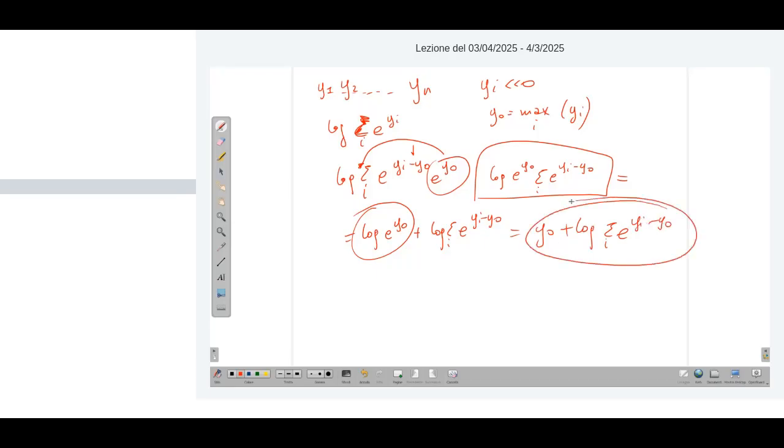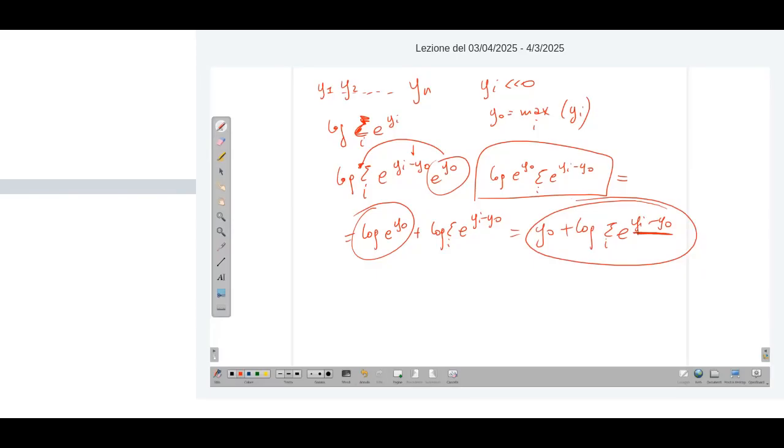Now, what do I have here? I have that when I compute these terms, I know that at least one of these terms will not saturate. Because one of these terms, the one that corresponds to yi equal to y0, will give me exactly 1, because it will be the exponential of 0.